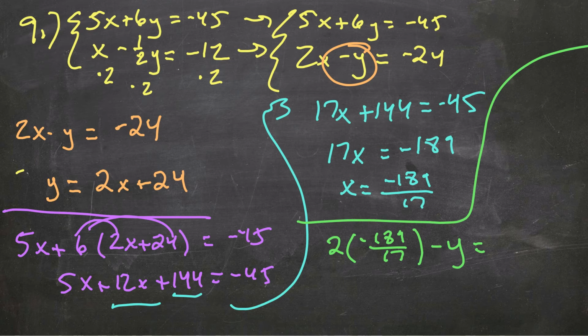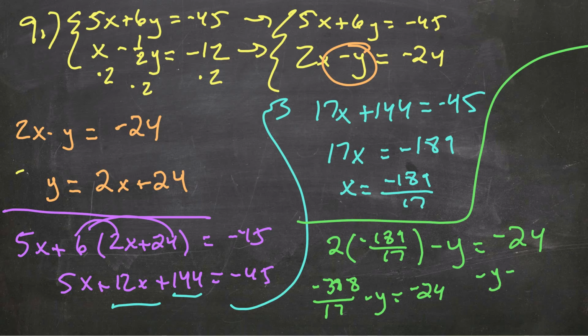minus y equals negative 24. I multiply 2 times negative 189 over 17. So I get negative 378 over 17 minus y equals negative 24. I add negative 378 over 17 to both sides. I get minus y equals negative 30 over 17. So I get positive 30 over 17, so y equals negative 30 over 17.